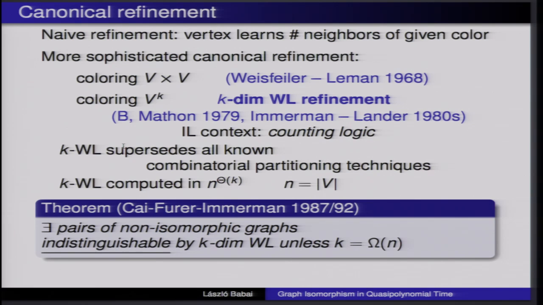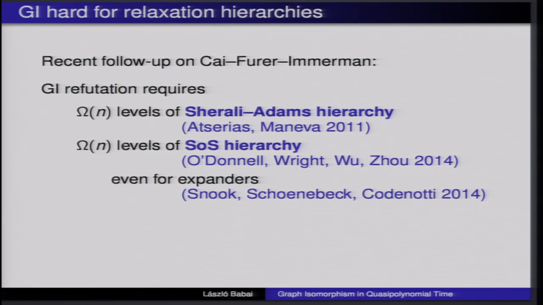And so we need something else, and that something else, oh, I see, I should also mention recent follow-up on Cai, Fürer and Immerman. So graph isomorphism refutation by methods of various relaxation hierarchies in proof complexity also requires omega(n) levels, which is the same thing as saying that they require essentially n to the n steps. This is true for the Sherali-Adams hierarchy, which is equivalent to Weisfeiler-Lehman. And then there are stronger hierarchies, the sum of squares hierarchy, and even that requires omega(n) levels, even if we require the graph to be an expander.